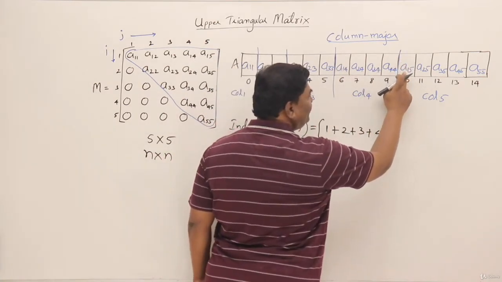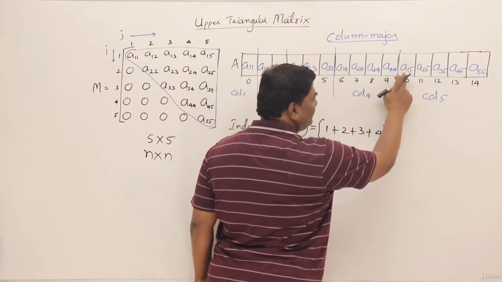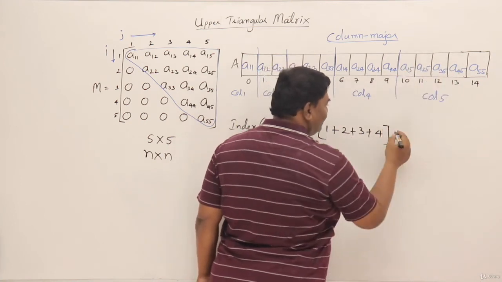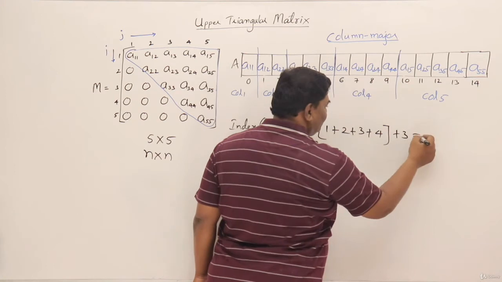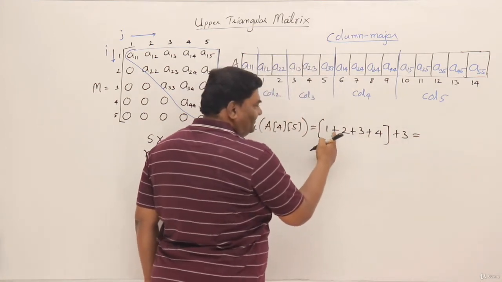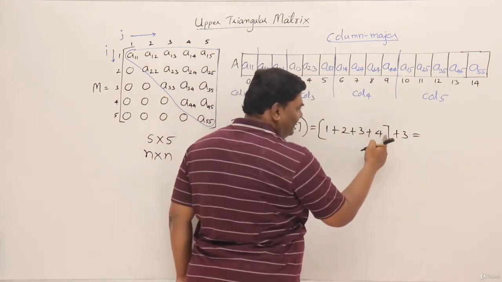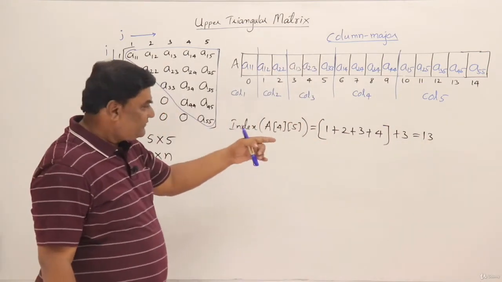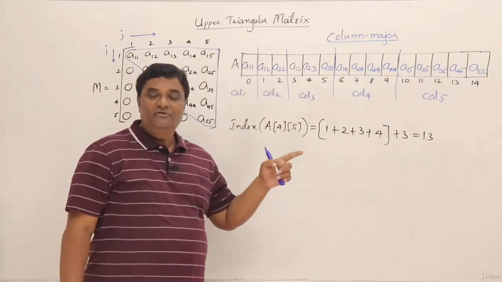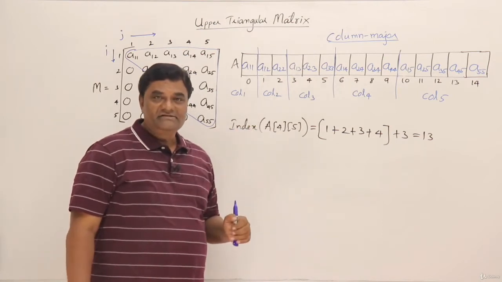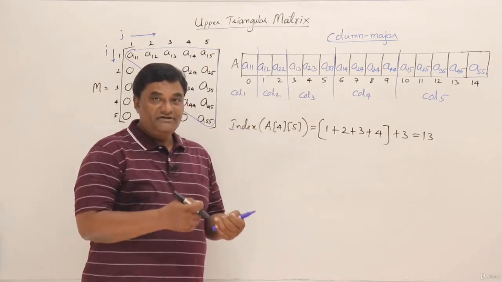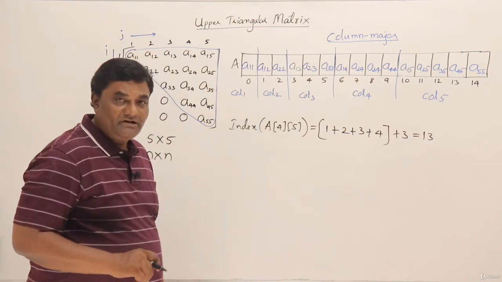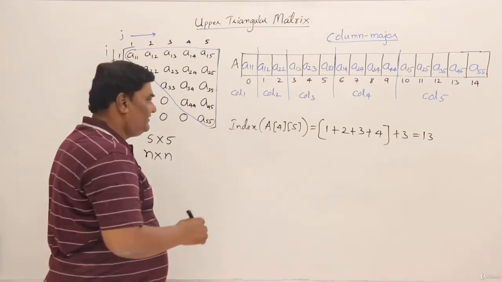Then from here, how many spaces should I move to reach that 4, 5? 1, 2, 3. So 3 places. This is 1 plus 2, 3, 3 plus 3, 6, 6 plus 4, 10, then 13. Yes, I got the index 13. If you observe, this looks similar to the row major formula for the lower triangular matrix. Yes, but i and j will be different. So let us prepare a formula for any index i and j.